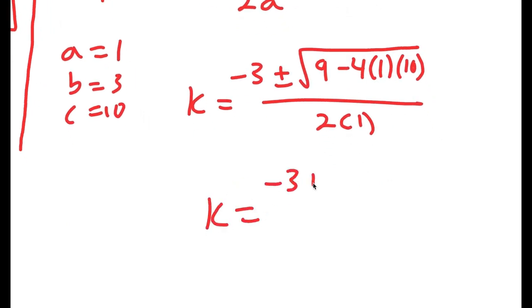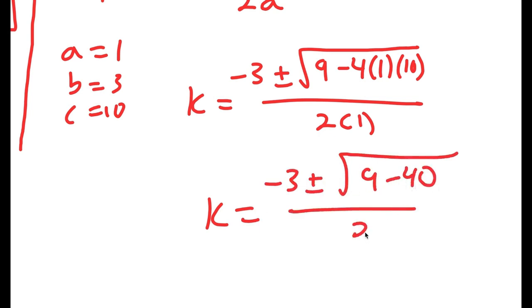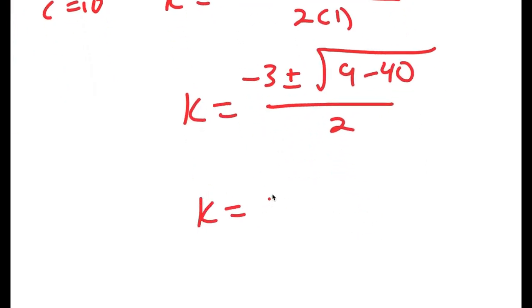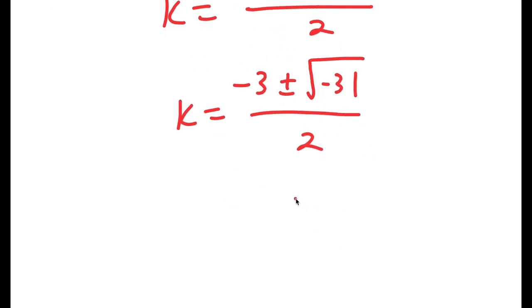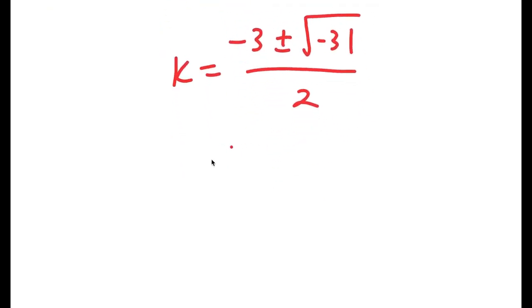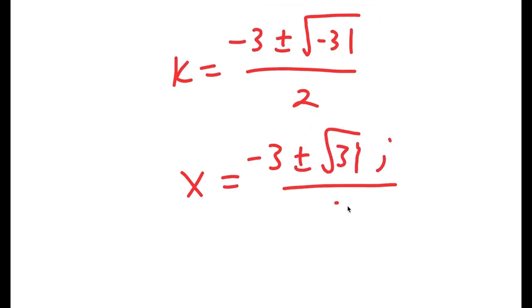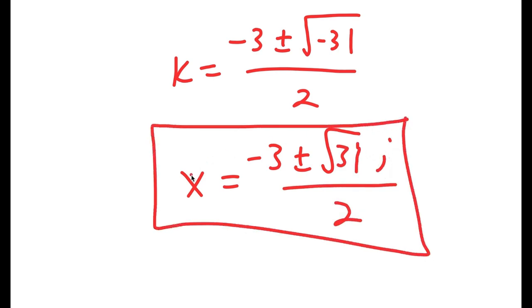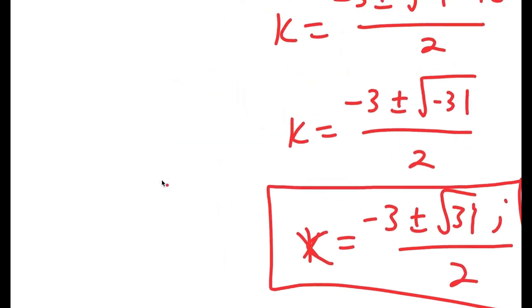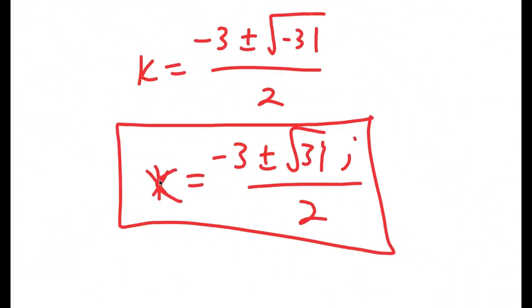So now this is equal to negative 3 plus or minus the square root of 9 minus 40 over 2, which is equal to negative 3 plus or minus the square root of negative 31 over 2. And I can rewrite this as negative 3 plus or minus the square root of 31 i over 2, because i is equal to the square root of negative 1. So this is two more solutions of k. So these are my three solutions.